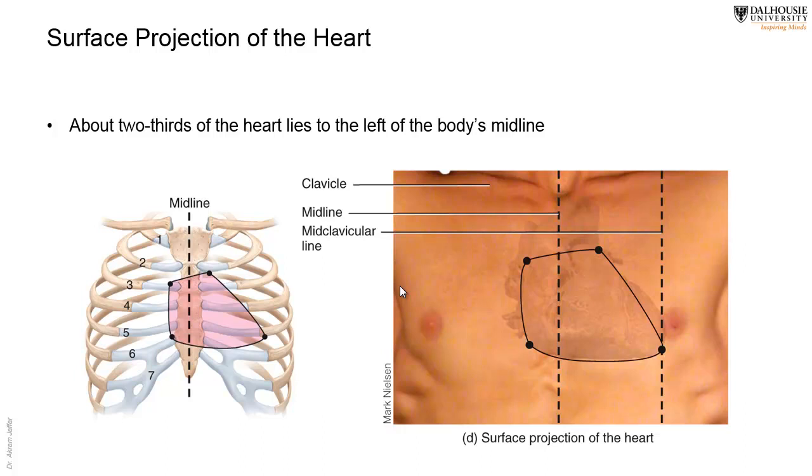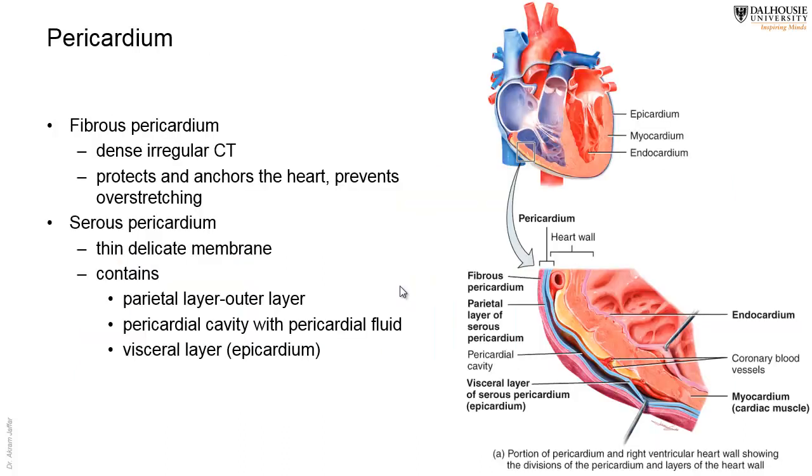It's in the midline. One third of the heart is in fact to the right of the midline, but two thirds of the heart is to the left of the midline. So most of the heart is located on the left of the midline, but you should keep in mind that there is one third of the heart that is located to the right of the midline. So that's the actual location and the projection of the location of the heart on the surface of the body.